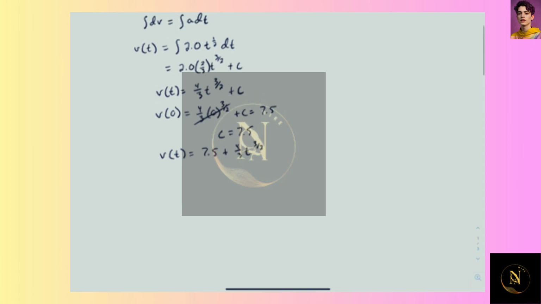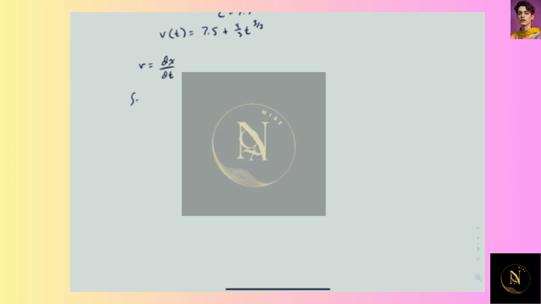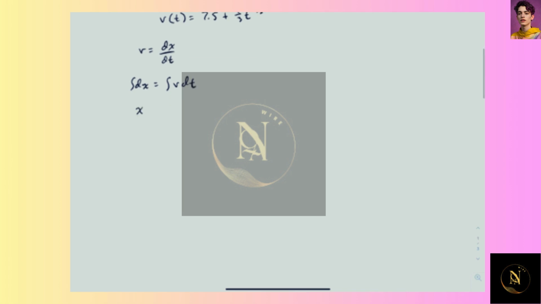Now, if we want position, it's the same thing we just did. We know that velocity is dx dt. And so we can integrate dx and integrate v dt. So our position as a function of time is the integral of what we got up here, 7.5 plus 4/3 t to the 3/2 dt.